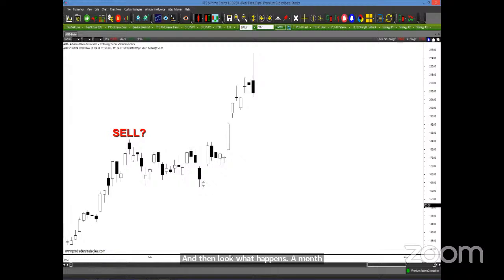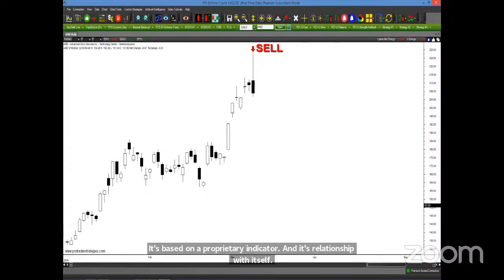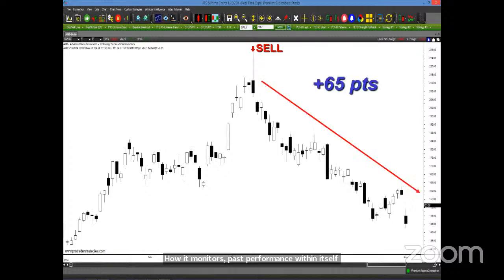Well, the PTR didn't get caught in any of that. In fact, it didn't generate a signal at all until this bar right here, where it said, now it appears that there is a trend change in place. And remember, this is not based on any candlestick patterns, or on any overbought, oversold indicators. It's based on a proprietary indicator and its relationship with itself, how it monitors past performance within itself. And look what happened here. 65 points to the downside right after that.